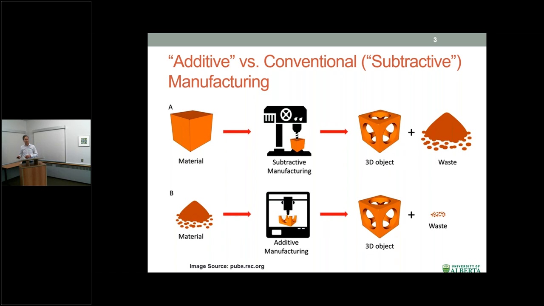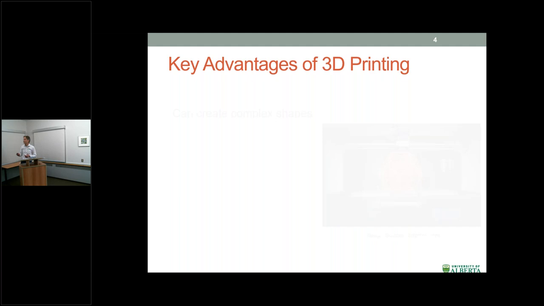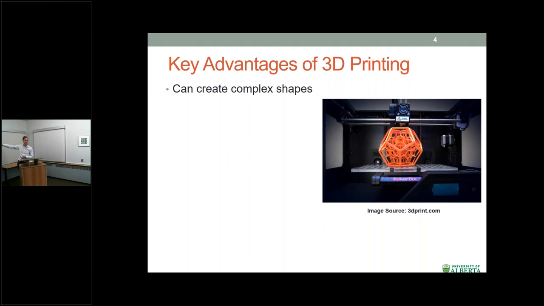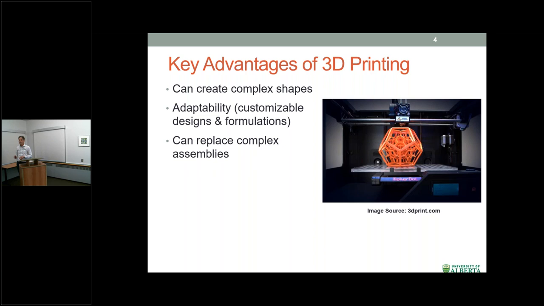So what are the key advantages of 3D printing in general? Number one, it can create complex shapes. Here's an example of a plastic structure that can be built with a 3D printer. It's adaptable, so if you have an idea for a design, you can actually do it. Sometimes you can't even machine certain components without joining them, for example. You can replace complex assemblies. For example, in jet turbine engines, companies like Lockheed Martin are looking to use 3D printing of metals to replace a whole bunch of assemblies that they normally would have to build from four or five parts. So there are real practical applications for this.